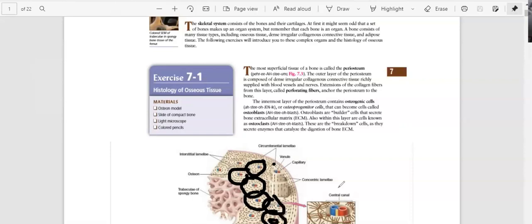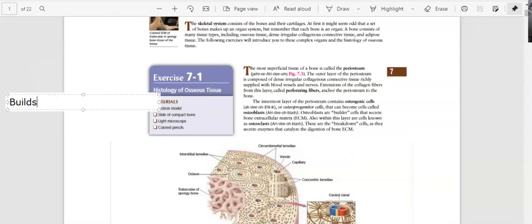If we magnify that, that's what you're going to see right here. And in the central canal, you can see three colors: red, blue, and yellow. That's going to be the artery, the vein, and the nerve. And you need these three structures to give nutrients, for example, to the cells that are going to build these bones. What is the name of the cells that build the bone? That's going to be the osteoblast.